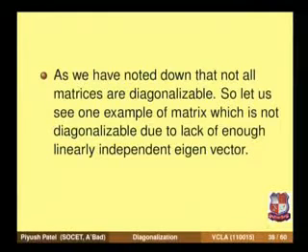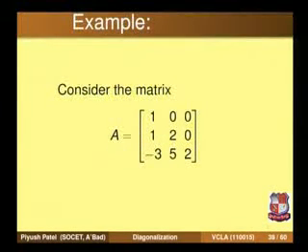Let us see an example of such a matrix. Consider the matrix A, a 3 by 3 matrix. The first row is 1 0 0, the second row is 1 2 0, and the third row is minus 3 5 2. So let us first find the eigenvalues and eigenvectors.